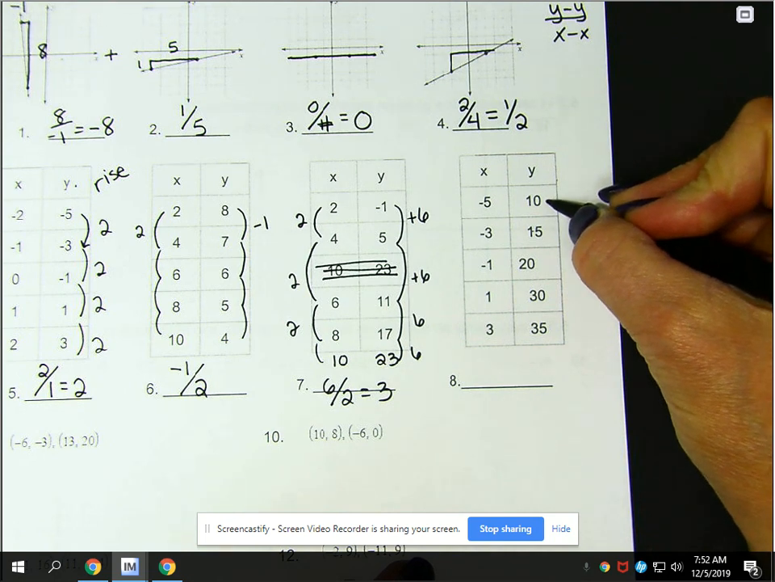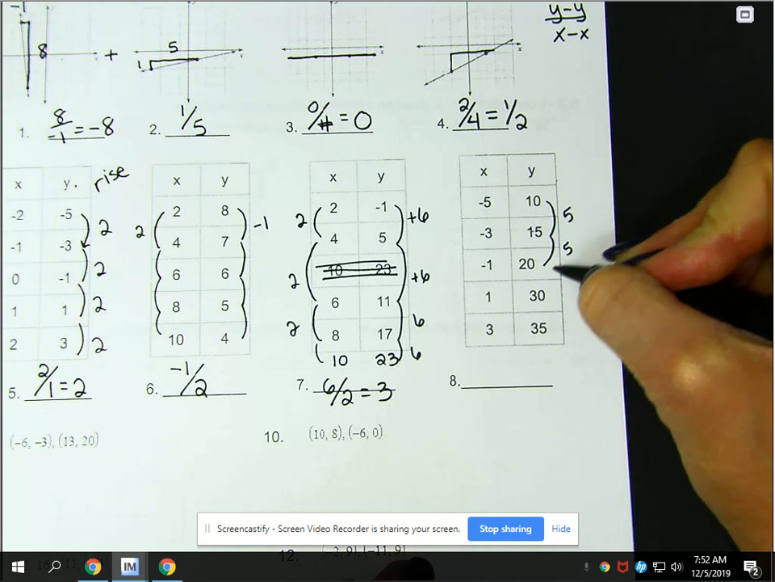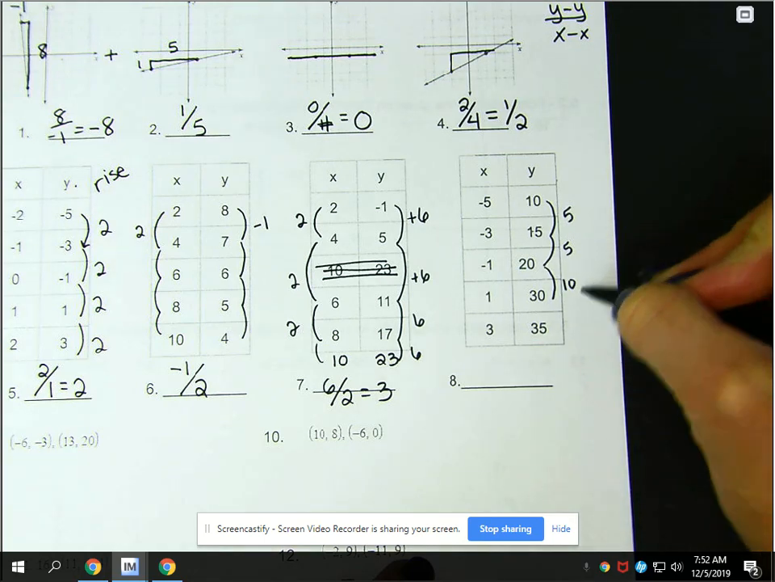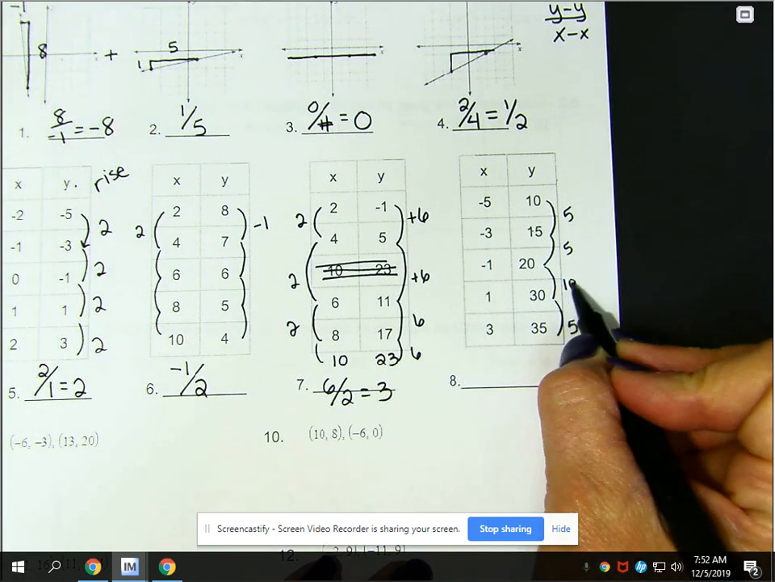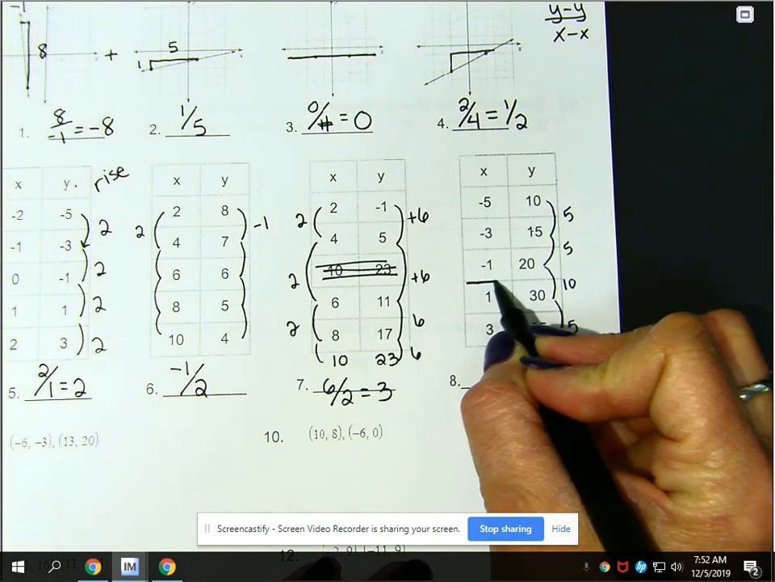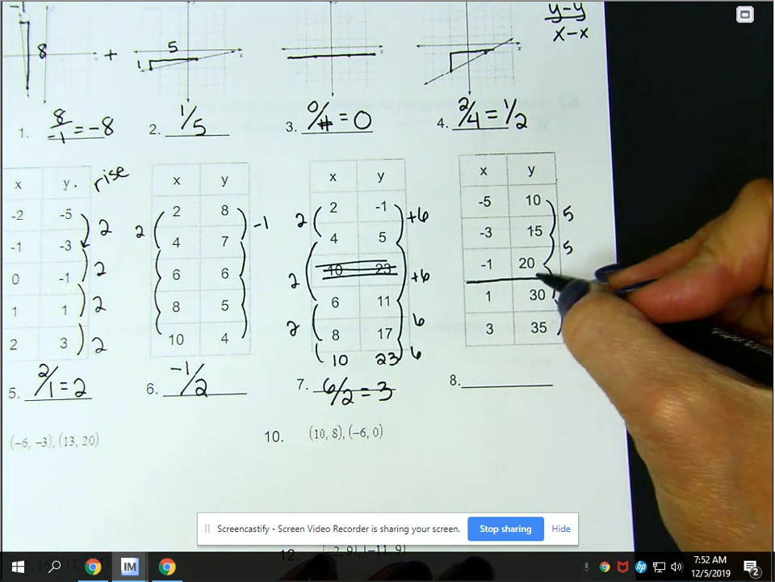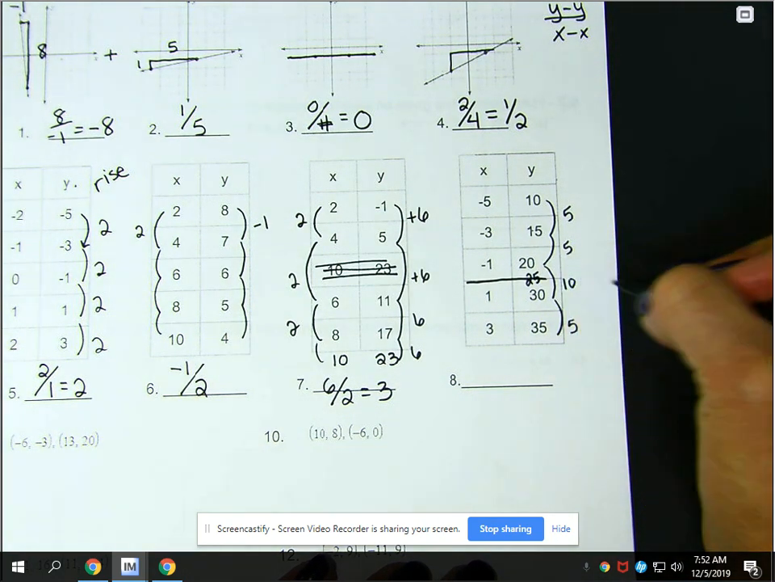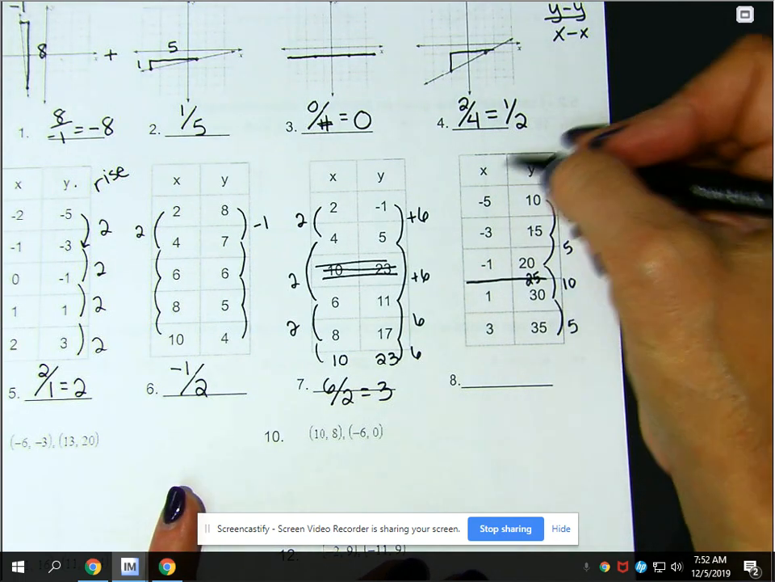Change in y's. 10 to 15 is 5. 15 to 20 is 5. 20 to 30 is a 10. 30 to 35 is a 5. I wonder if in here, maybe I deleted one of the rows. Because if I would have had 25 in here, then it would have been good. So let's just check the x's out and see if we jump something over there too.